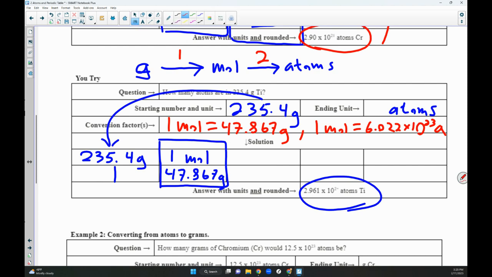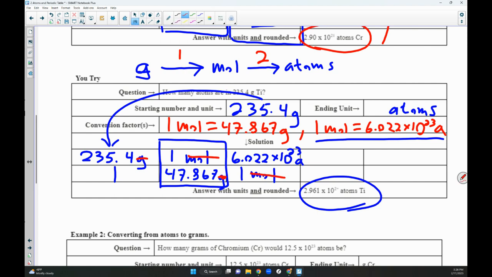And at this point, I've canceled out grams, and I'm in units of moles, but I'm not done because I want to convert to atoms. So now I'm going to do step 2. I'm going to use my second conversion factor here, and I'm going to put moles on the bottom because I want to cancel that out, and I'm going to put Avogadro's number, 6.022 times 10 to the 23rd, on top.